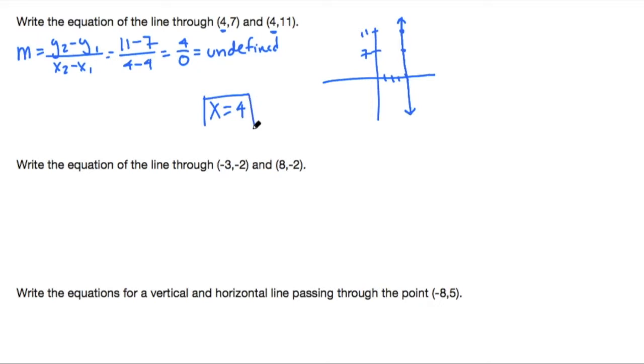So that's our equation. We do need to write x equals, and that's going to be the equation for the line of a vertical line. We can see that right away by seeing that they have the same x coordinate. That number is our equation.